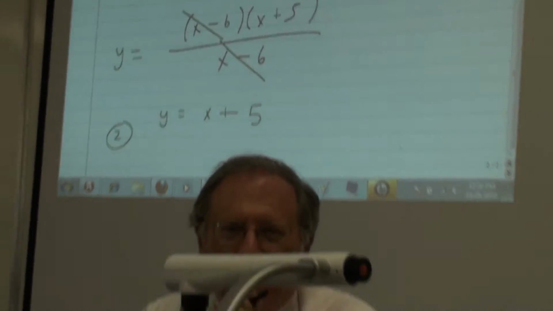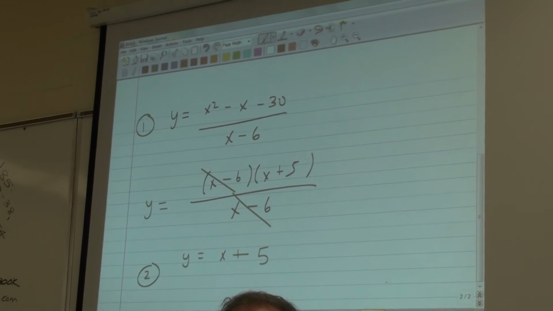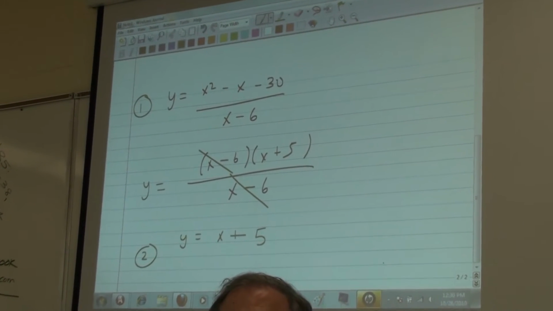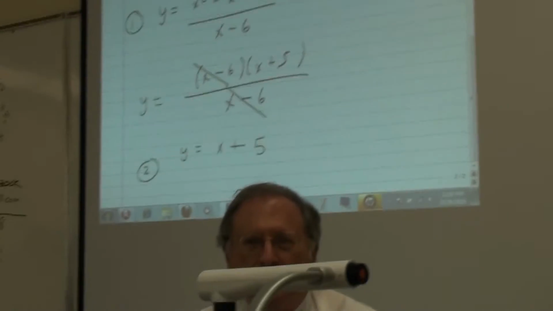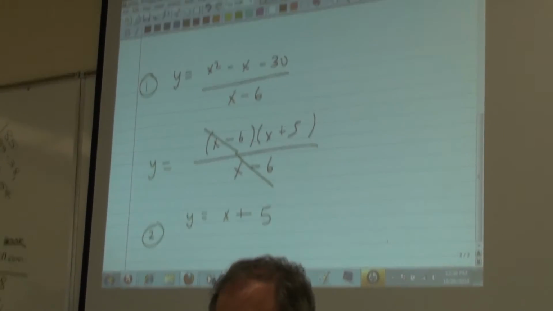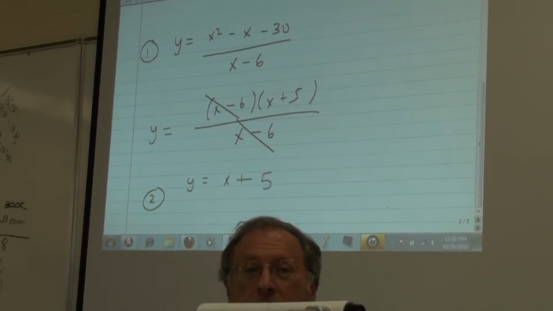What's the domain of the top function? All numbers but 6. All numbers except 6. What's the domain of the bottom function? All numbers. Just all numbers.